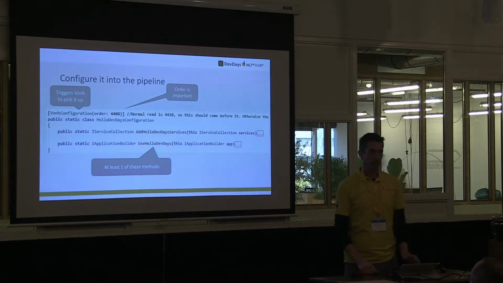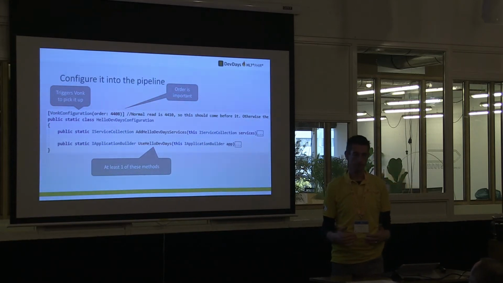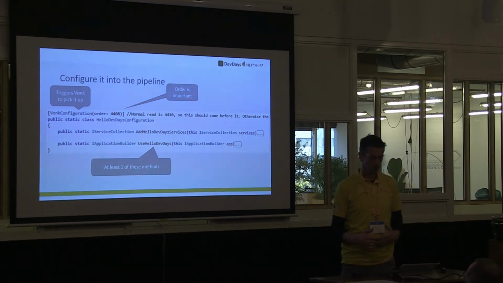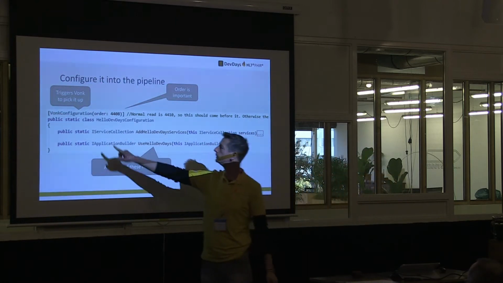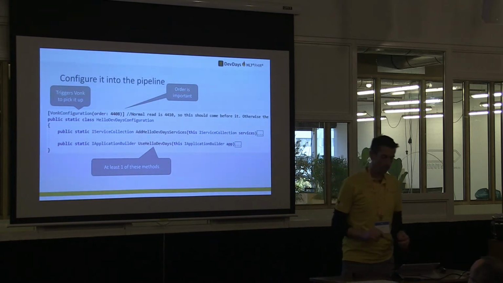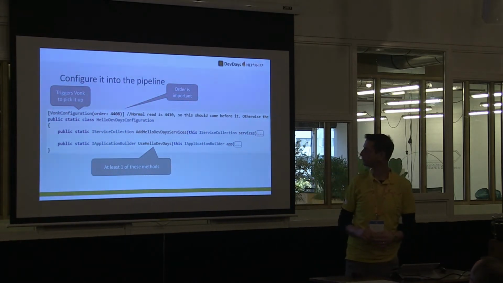So now we have a project. We defined a service class. And now we need to get it into that pipeline. We have an attribute for that, Vonk configuration. And if you put that on a static class, Vonk will pick it up and start reading that configuration.